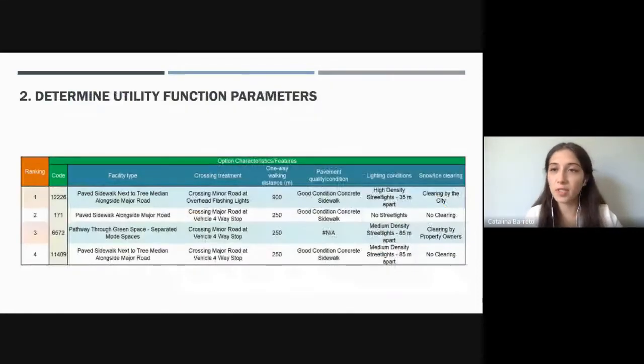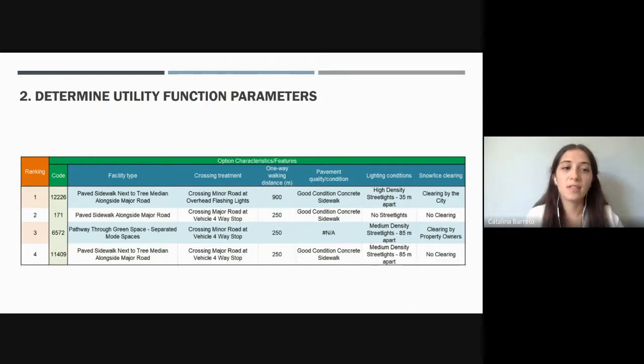Now I'll be going into depth about the utility function. This is our user interface that we created. We did this in order to quantify our user preferences in a sort of survey that we ourselves as the team members performed. What you see here is the user interface that we used to collect the data. We examined 6 different walkway characteristics.